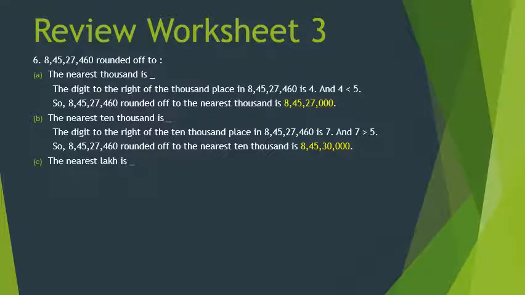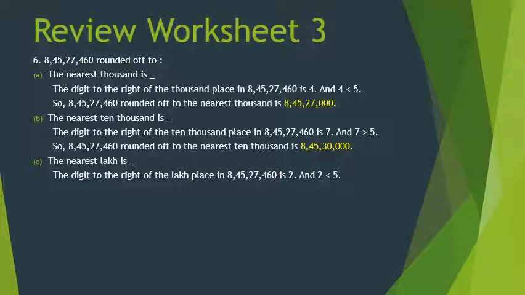Now let's come to the C part. Here you have to do the round off of this number to the nearest lakh. So now we will see what is the digit to the right of the lakh place. The digit to the right of the lakh place in 8 crore 45 lakhs 27,460 is 2, and 2 is less than 5.